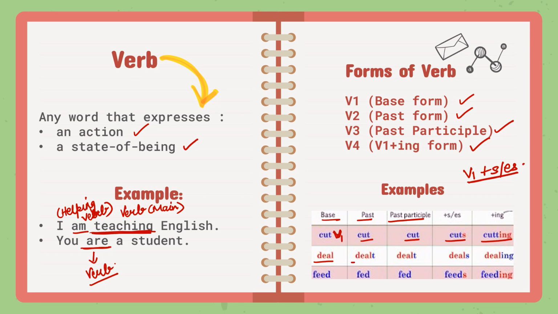The second example is deal. Its past form is dealt. Past participle form is again same, dealt. S or ES form is deals, and fourth form, that is V1 plus ing form, is dealing. Next we have feed. Second form of feed is fed. Third form is again fed. S or ES form is feeds, and V1 plus ing form is feeding.